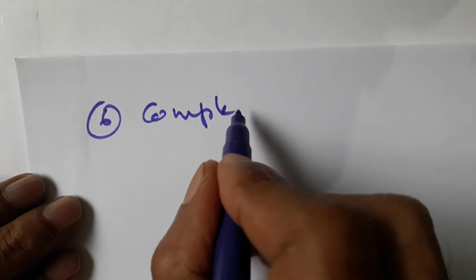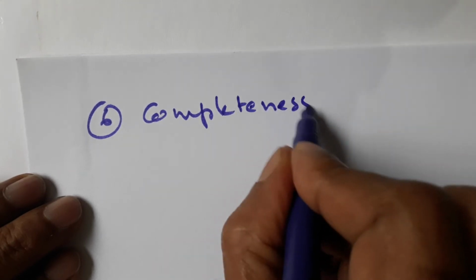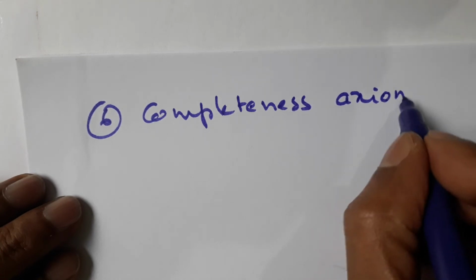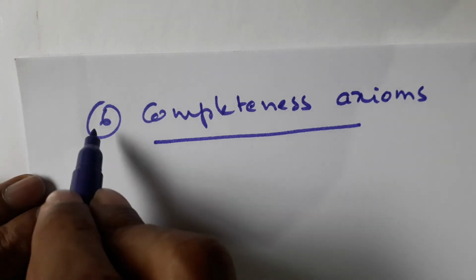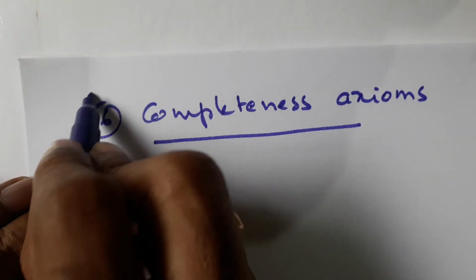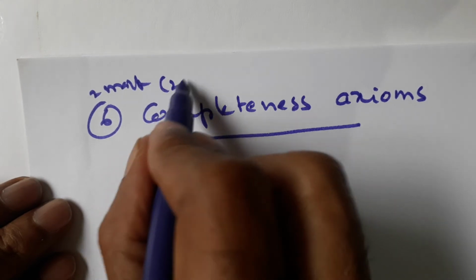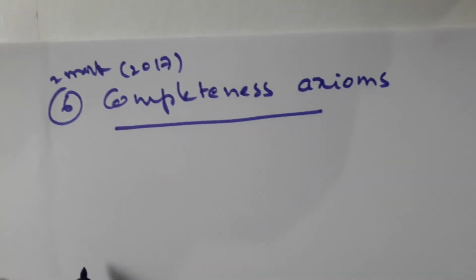So sixth point, completeness axioms. Completeness axioms is important because it was given in examination also for 2 marks. This is the 2 marks question, actually given in 2017 also. Define the completeness axioms. What are the completeness axioms?